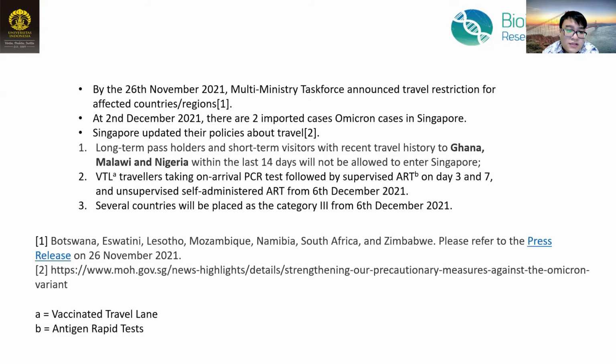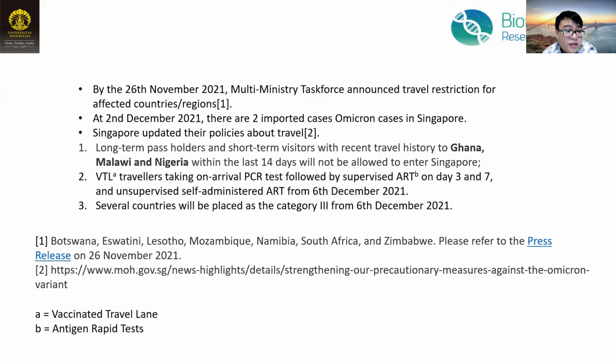By the 26th of November 2021, the Multi-Ministry Task Force of Singapore announced travel restrictions for affected countries or regions. And on the 2nd of December 2021, there were 2 imported Omicron cases in Singapore. Singapore updated their policies about travel.